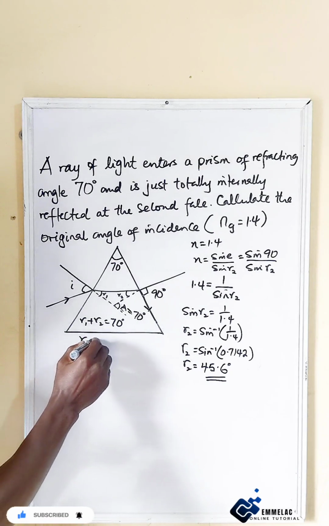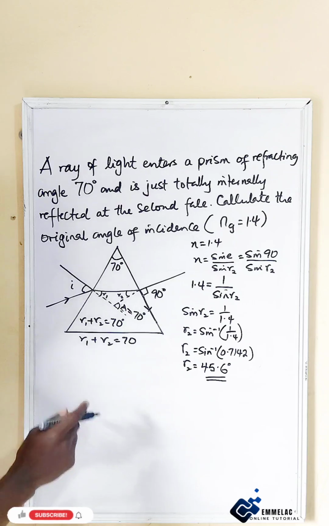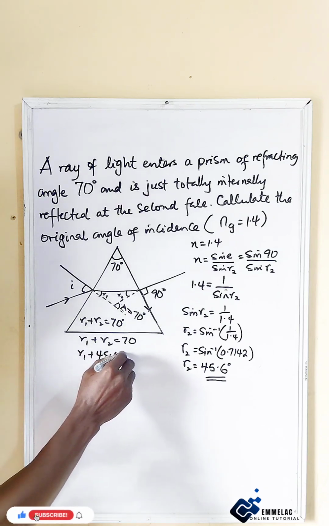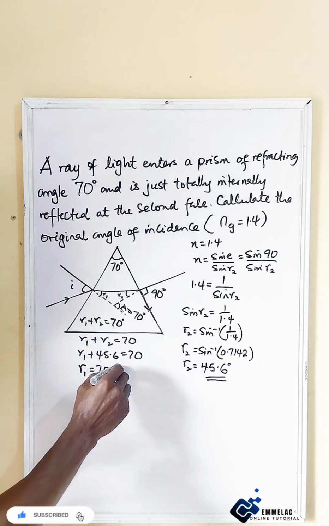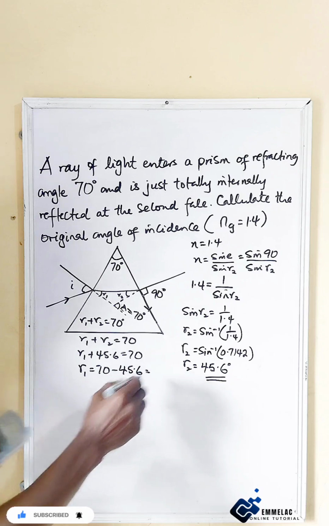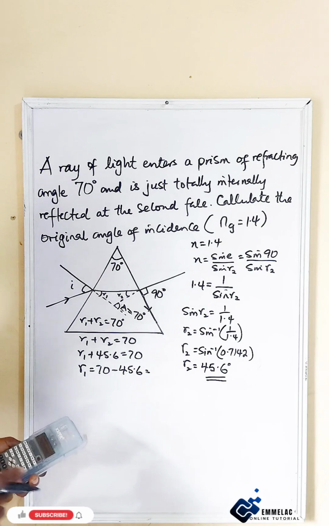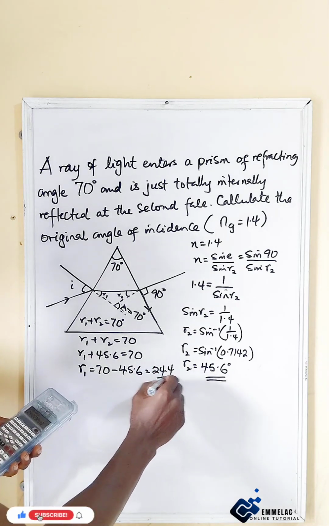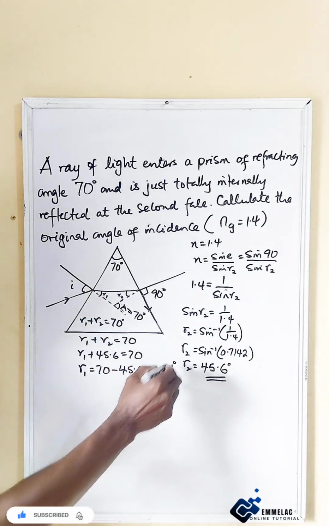Now that we've gotten the value of R2, let us come back to the equation R1 plus R2 equals 70. Our R2 is 45.6, so R1 plus 45.6 equals 70. Then R1 is 70 minus 45.6, which gives us 24.4. So R1 now is 24.4 degrees.